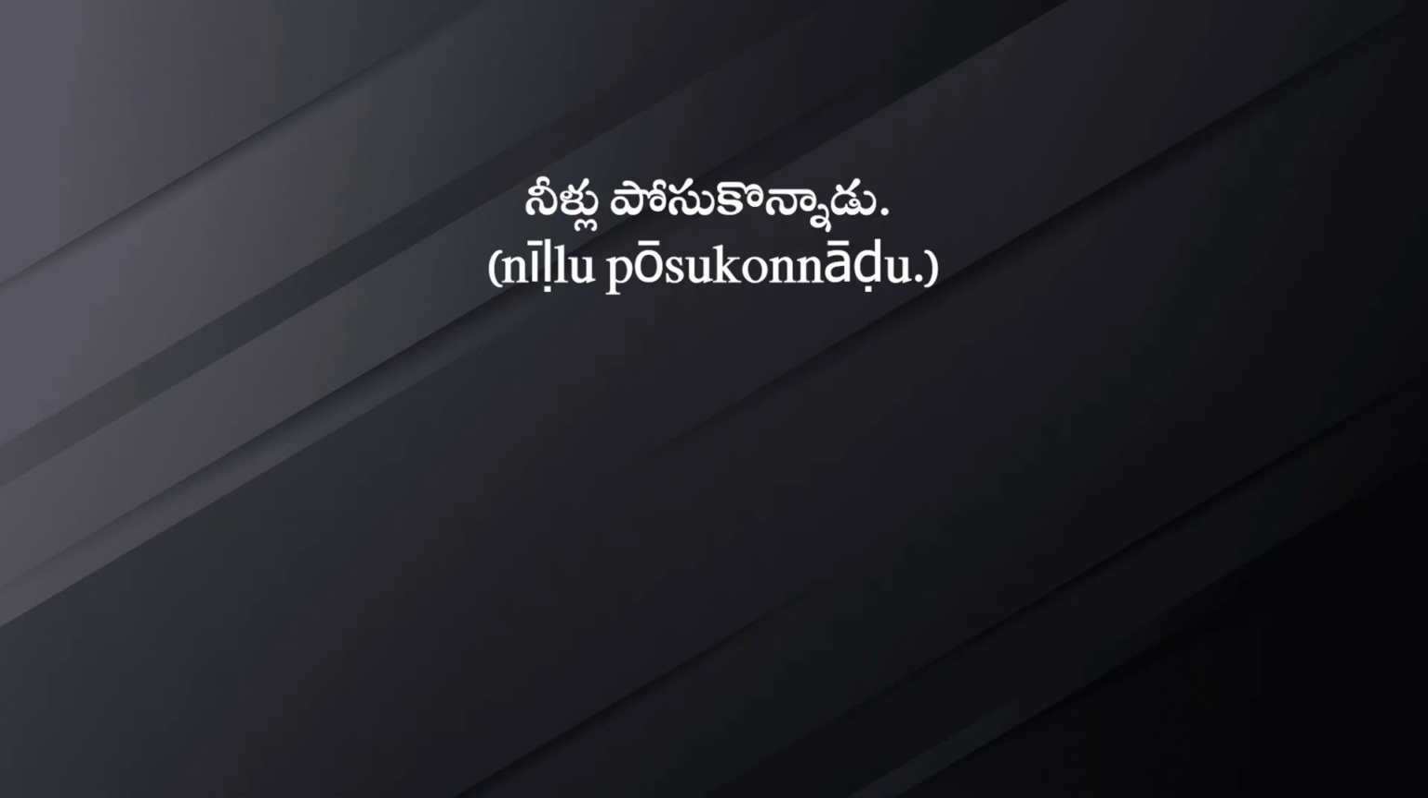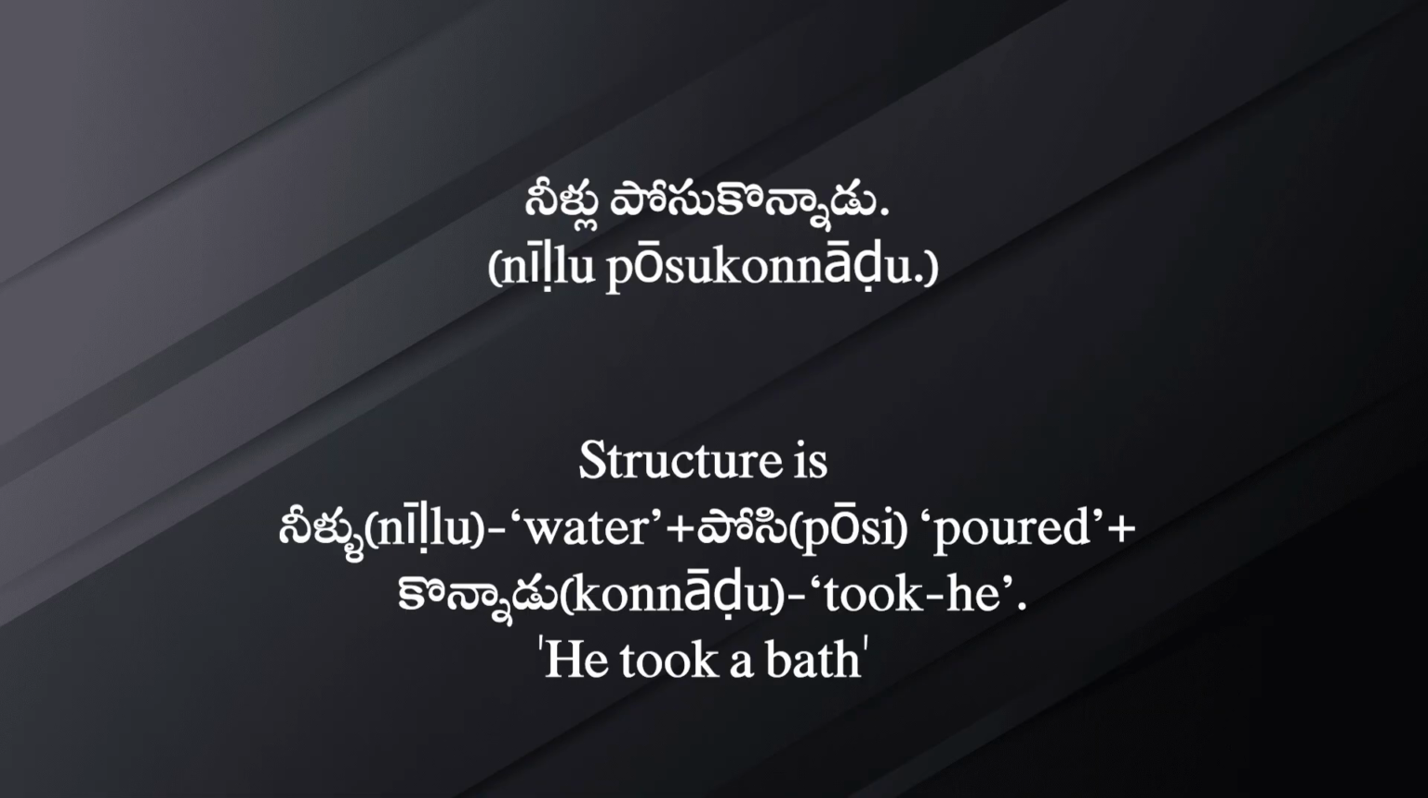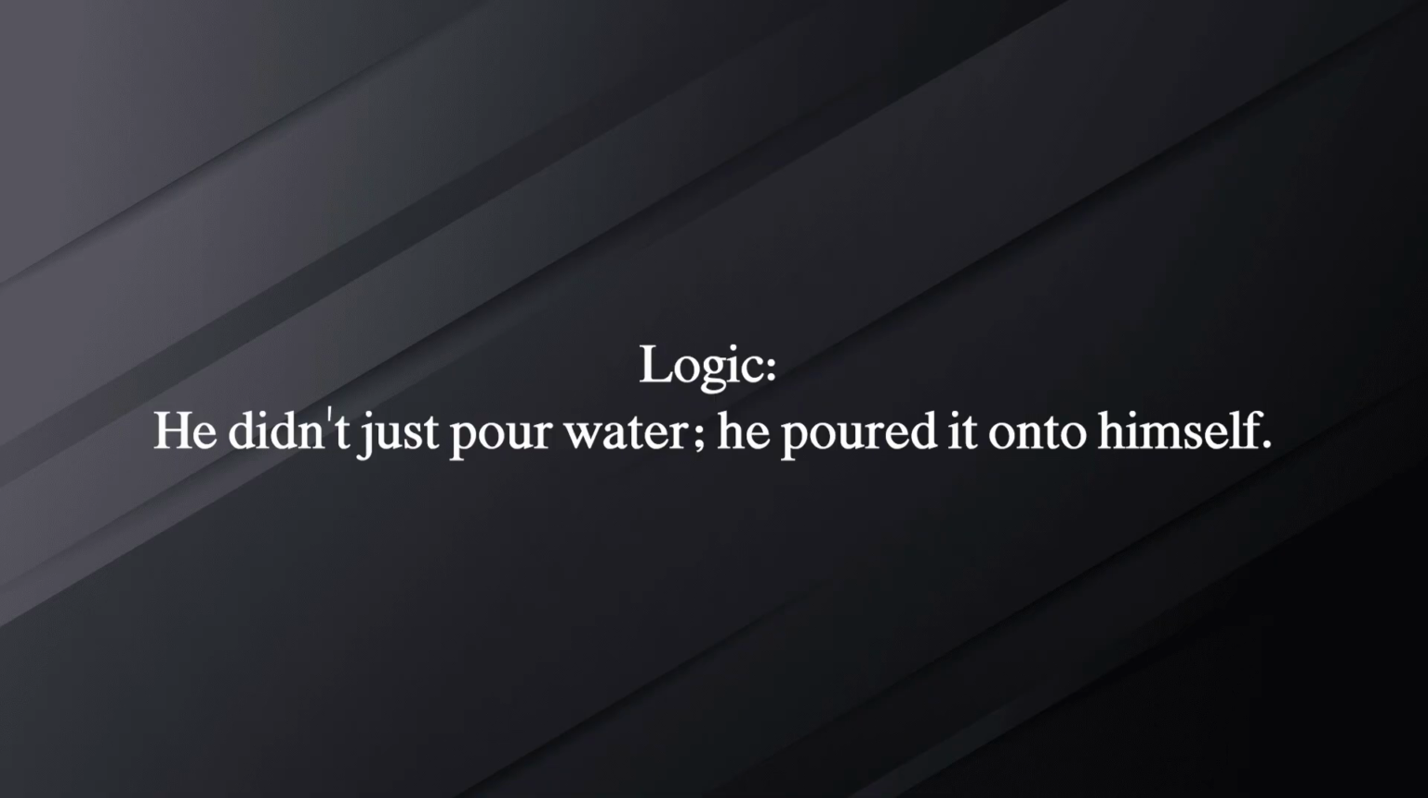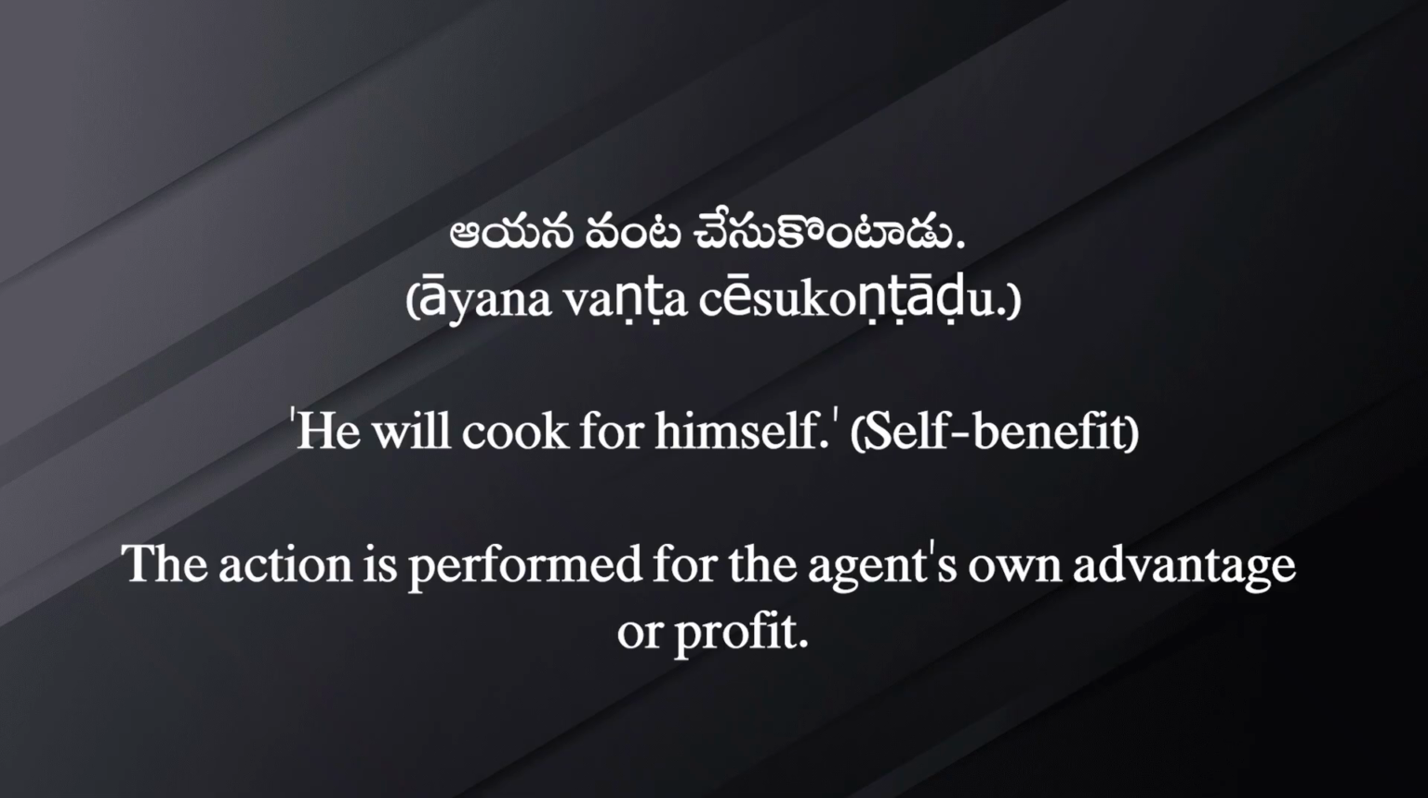Example, నీళ్లు పోసుకున్నాడు. Structure is నీళ్లు plus పోసి plus కొన్నాడు. He took a bath. The action is physically directed at the doer. Logic is he did not just pour water, he poured it onto himself. It is a reflexive construction. Another example, ఆయన వంట చేసుకుంటాడు. He will cook for himself. It is a self-benefit example. The action is performed for the agent's own advantage or profit.